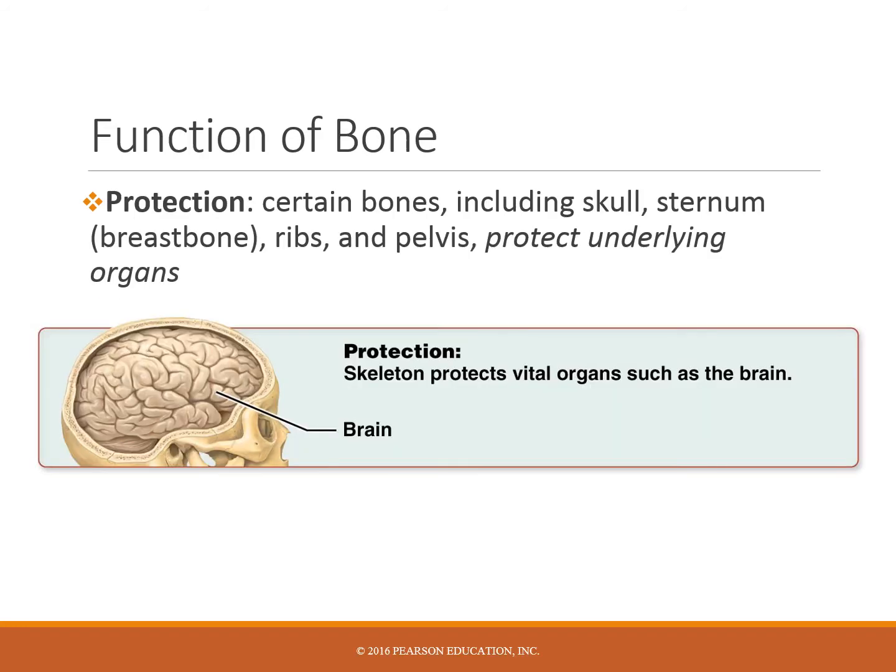So now let's wrap up this video with some functions. Your bone has probably more functions than you realize. The first function that I'm sure you're familiar with is protection. Certain bones like the skull, the sternum, the ribs, and the pelvis protect underlying essential soft organs. They form like a shell or a hard covering around them so that they are less affected by impacts to the body.